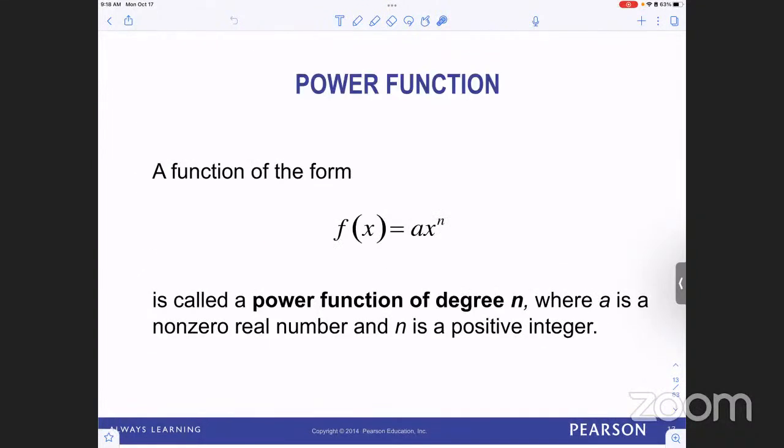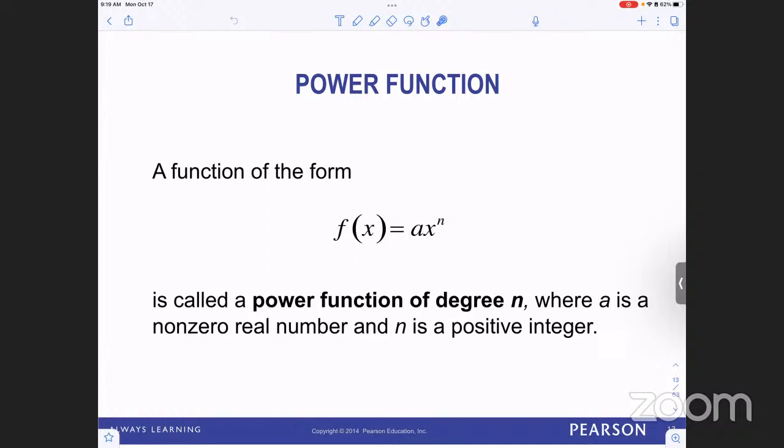So let's go a little bit further. A power function is a function of this form. It's basically f of x equals a monomial. It's called a power function of degree n, where a is a non-zero real number and n is a positive integer, right?